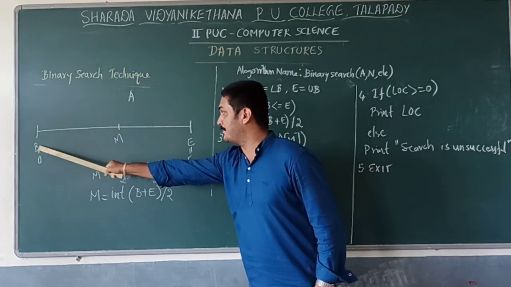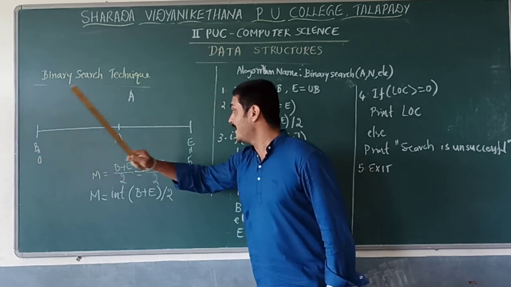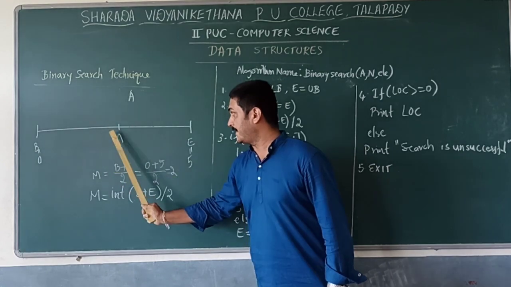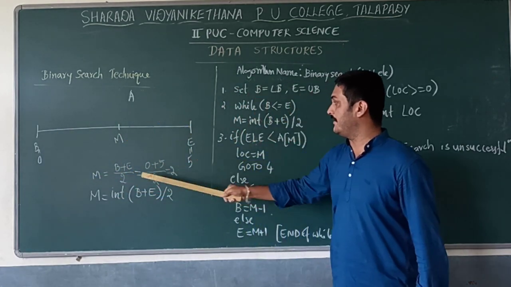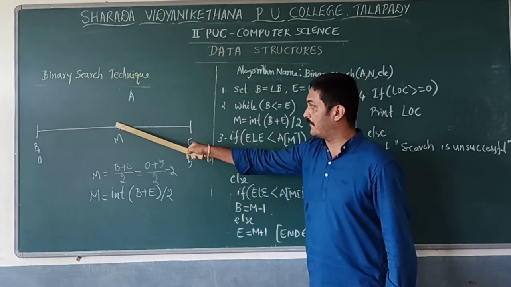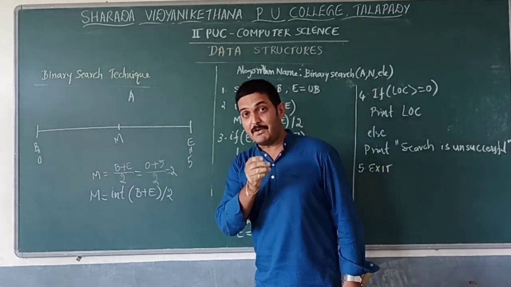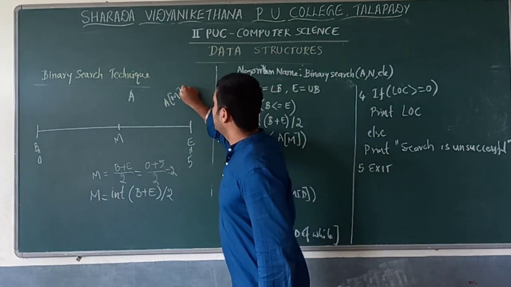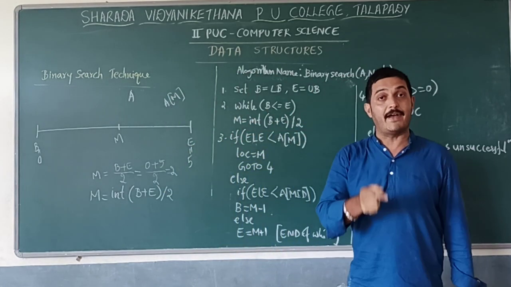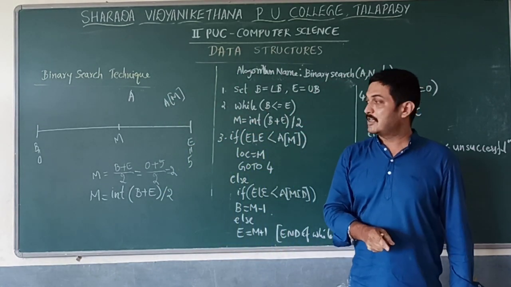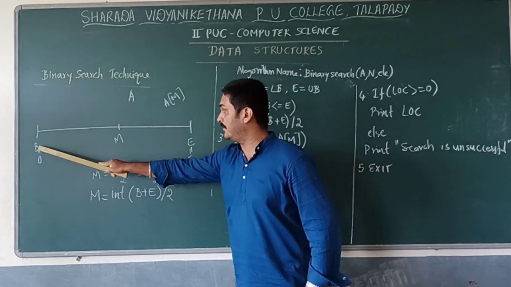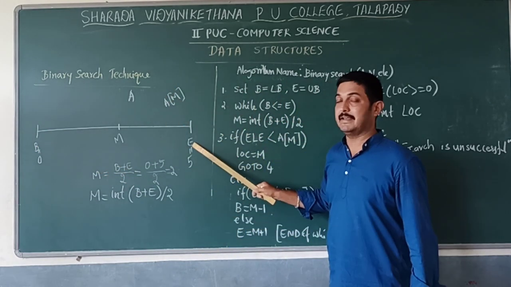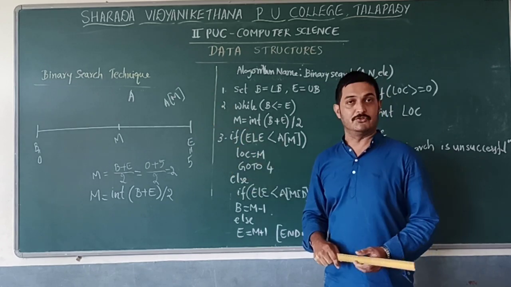The starting element is b, or we can say beginning, and the last element is e. We find the center element as (b plus e) divided by 2, which gives the location of the center element. If you want the value of the center element, we use A of m. A of m indicates the value of the center element. To find the value of the first element, A of b, and the value of the last element, A of e.